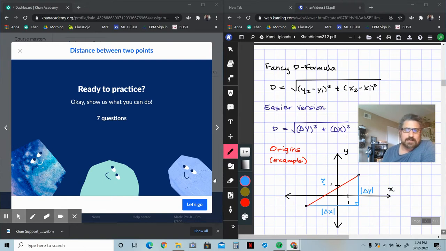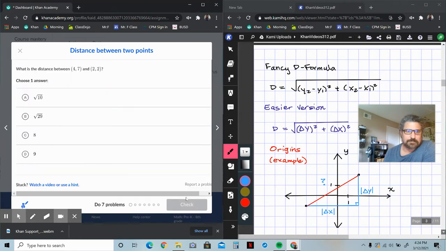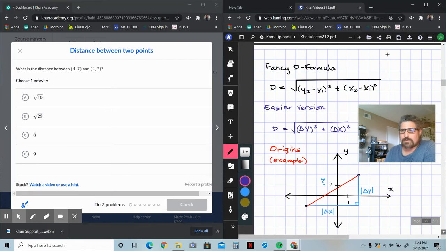So with that being said, let's give it a try and see how it all plays out. Let's go. So this first one here, we've got some points, (4, 7) and (2, 2). So I'm just going to put those points up here in purple, all right? And I'll show you kind of how I like to do this problem. So (4, 7) and (2, 2).